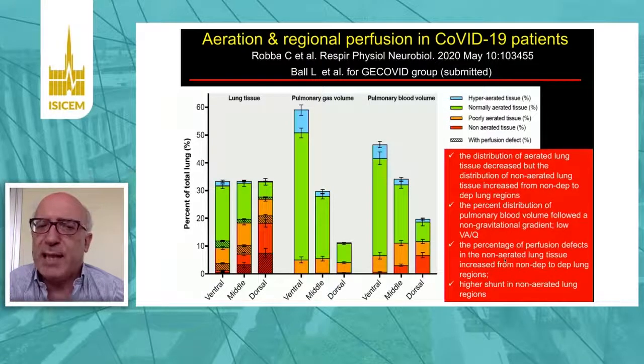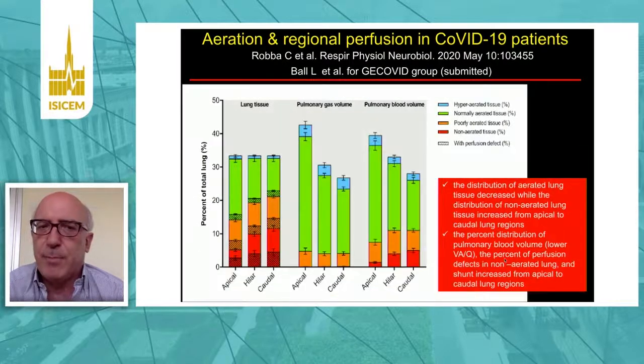When we look at ventral, middle, and dorsal regions, we found that the distribution of aerated lung tissue decreased, but the distribution of non-aerated lung tissue increased from non-dependent to the dependent lung regions. The percent distribution of pulmonary blood volume followed a non-gravitational gradient, increasing in low VQ areas. The percentage of perfusion defects in the non-aerated lung tissue increased from non-dependent to the dependent lung regions, and we also observed higher shunt in non-aerated lung regions.